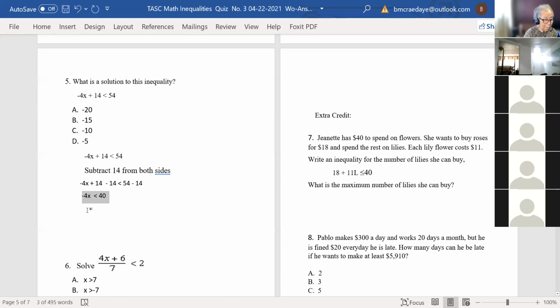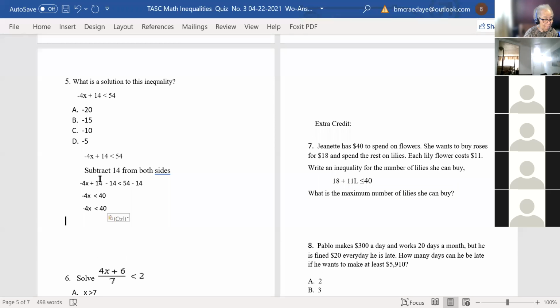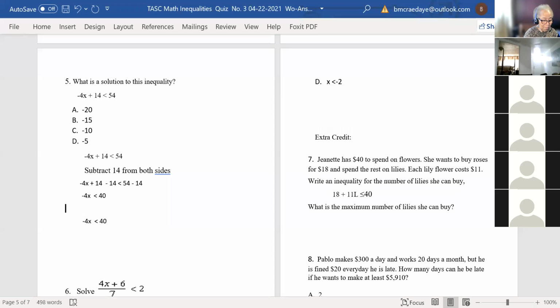Let me see. My screen just went blank a while ago. It's back now. Hold a minute. Okay, how do I solve for x? What operation?